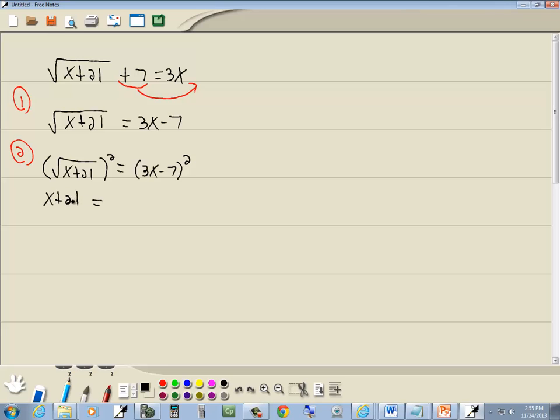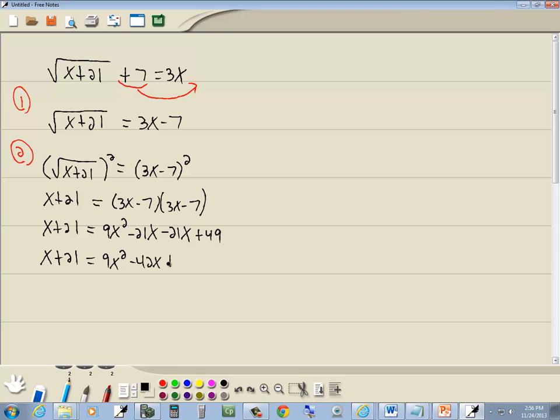And over on the right side, 3x minus 7 squared is 3x minus 7 times 3x minus 7. 3x times 3x is 9x squared. 3x times negative 7 is negative 21x. Negative 7 times 3x is negative 21x. Negative 7 times negative 7 is positive 49. So we've got x plus 21 is equal to 9x squared. Negative 21 is negative 42x plus 49.